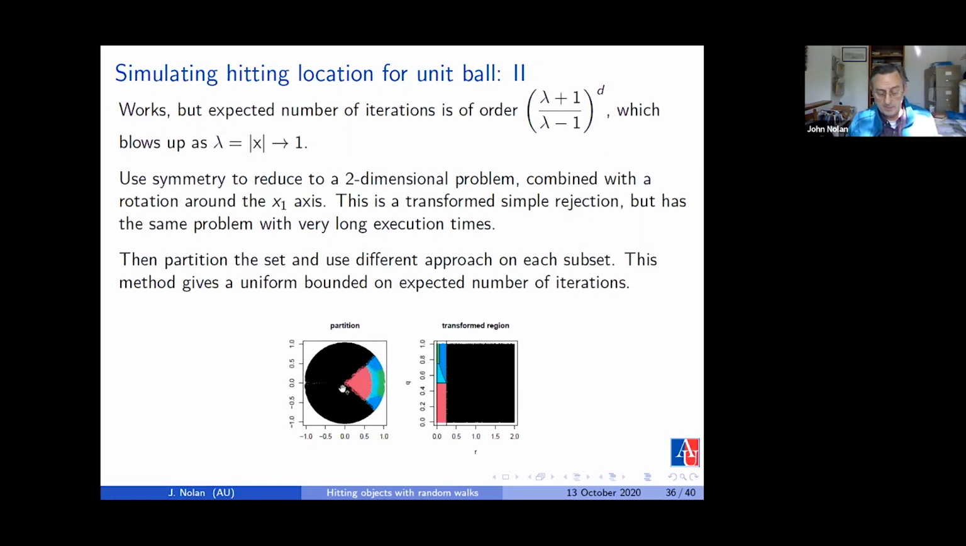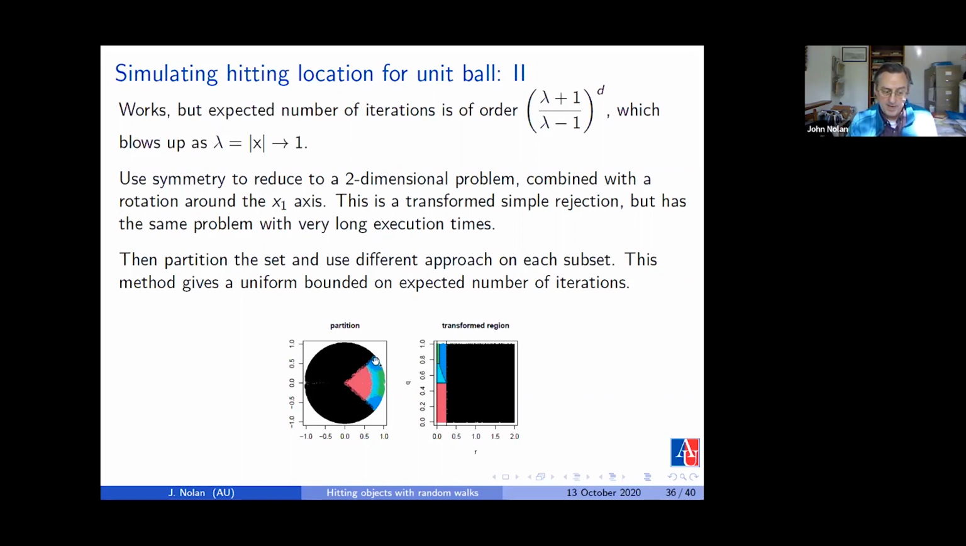Here's a picture in 2 dimensions. What we do is we partition the unit ball into different regions. I didn't have an easy way of drawing this, so I just simulated points in the region. That's why this figure's a little bit fuzzy. This black region over here is where we're less likely to hit and we can efficiently estimate things.